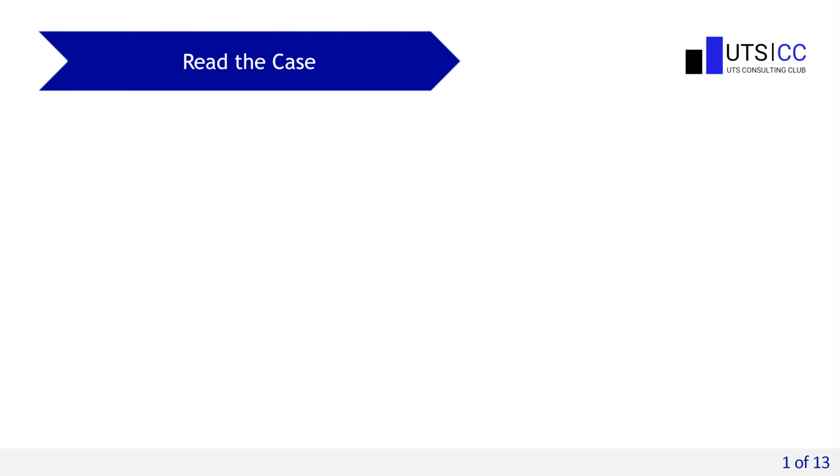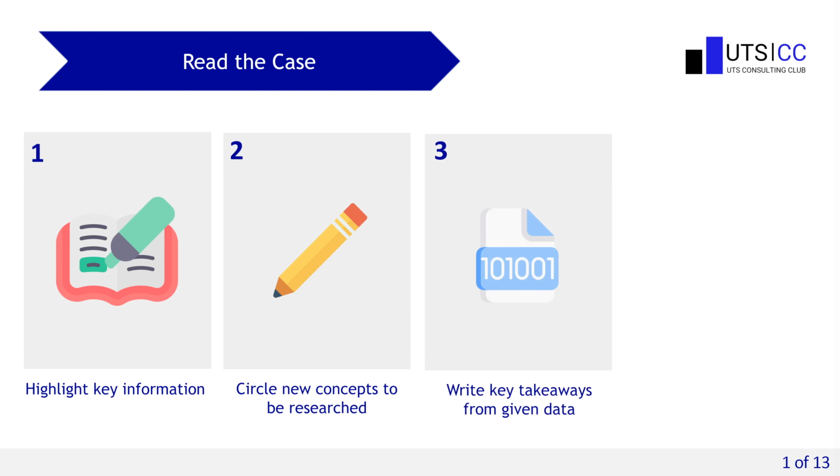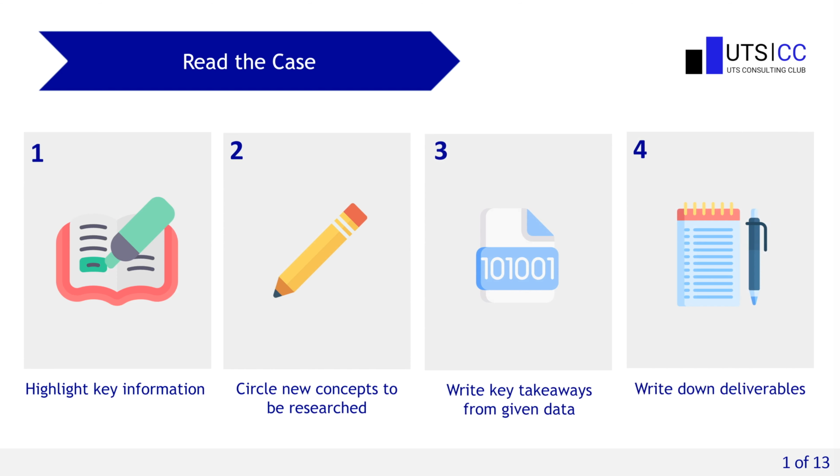As you read the case, highlight important information and circle particular terminology or concepts you're unfamiliar with and will research later. Write key takeaways from the given data. Ask yourself, why did they provide you this piece of data, whether that be in a graph or in a table? Write down the key takeaways from this information. Lastly, write down the case deliverables. This is what the case is asking you to do.